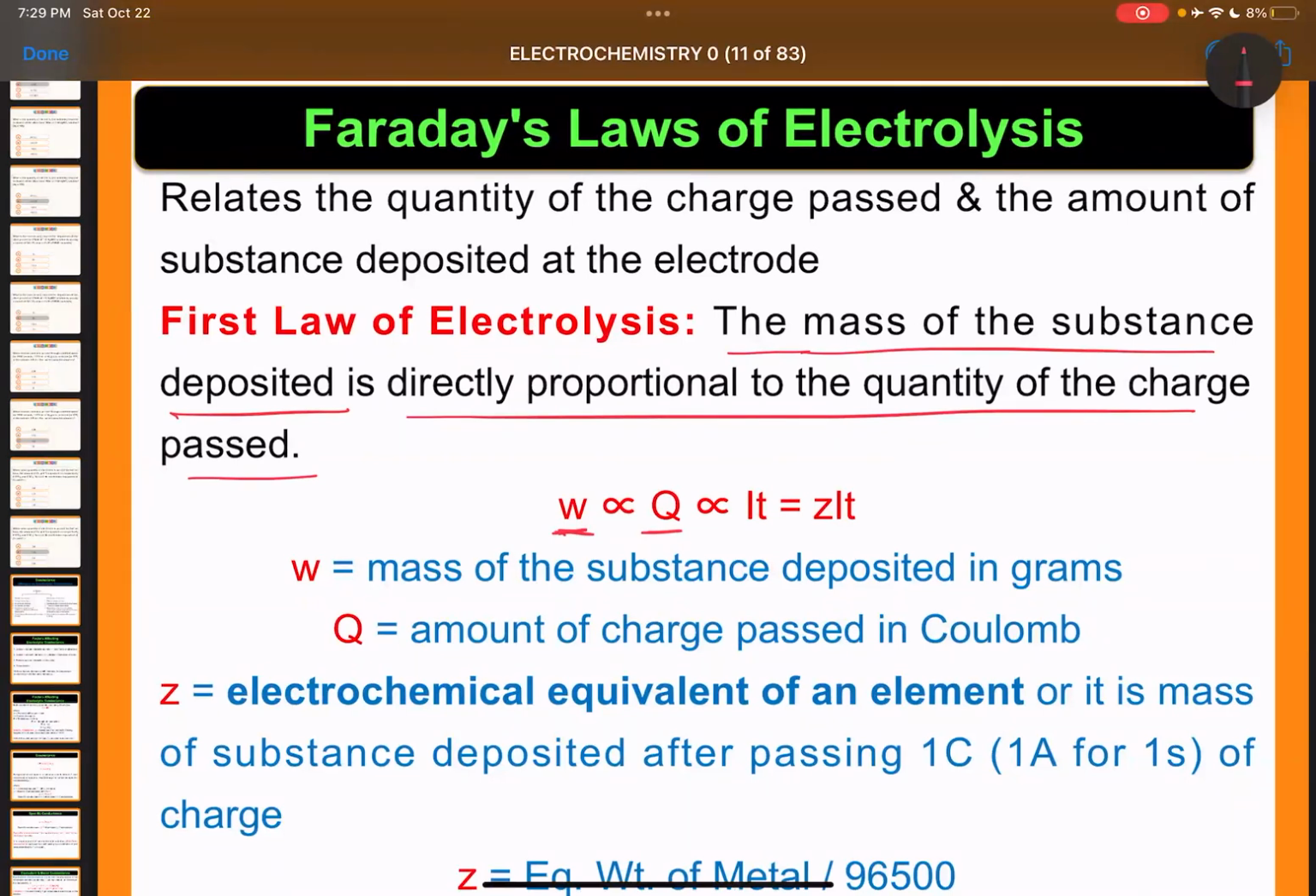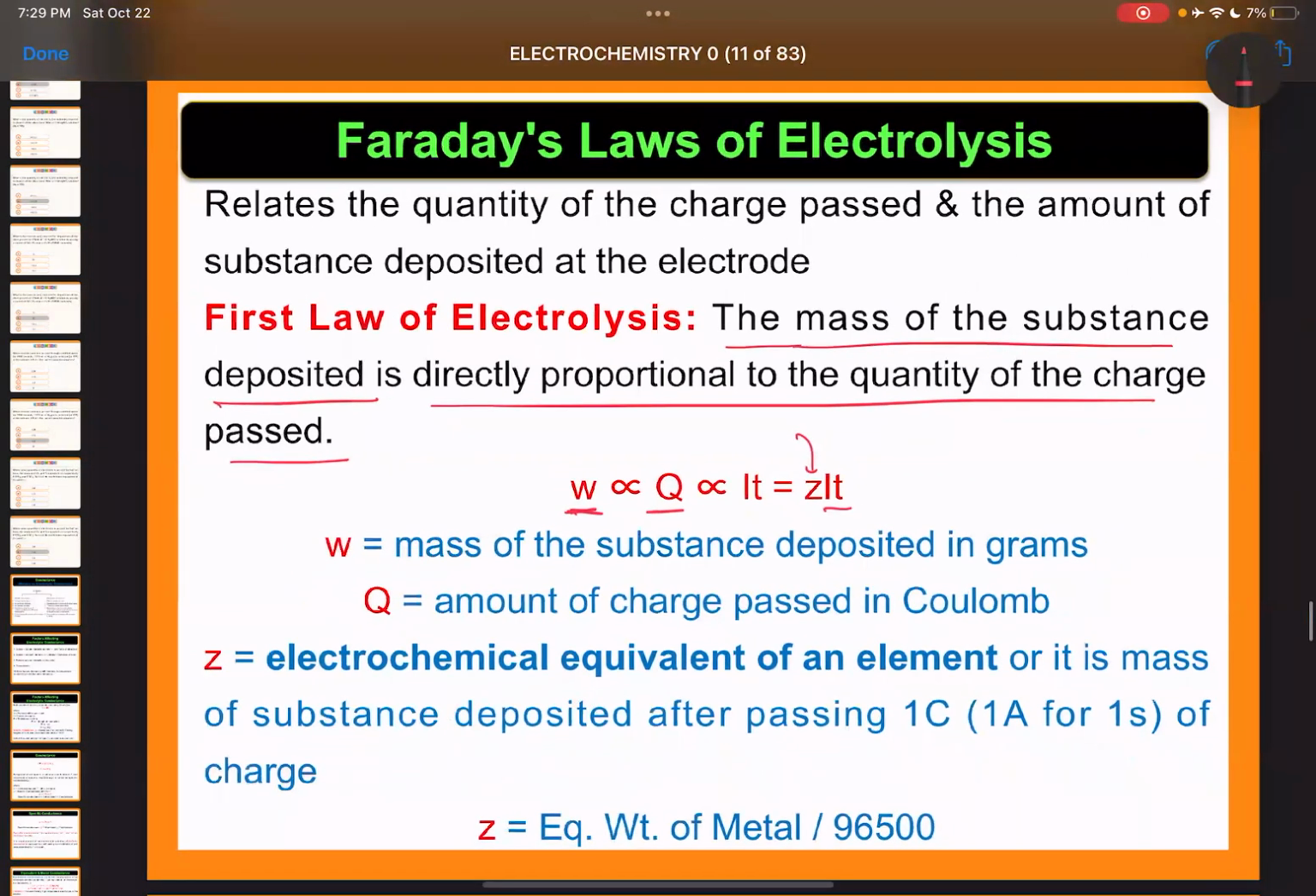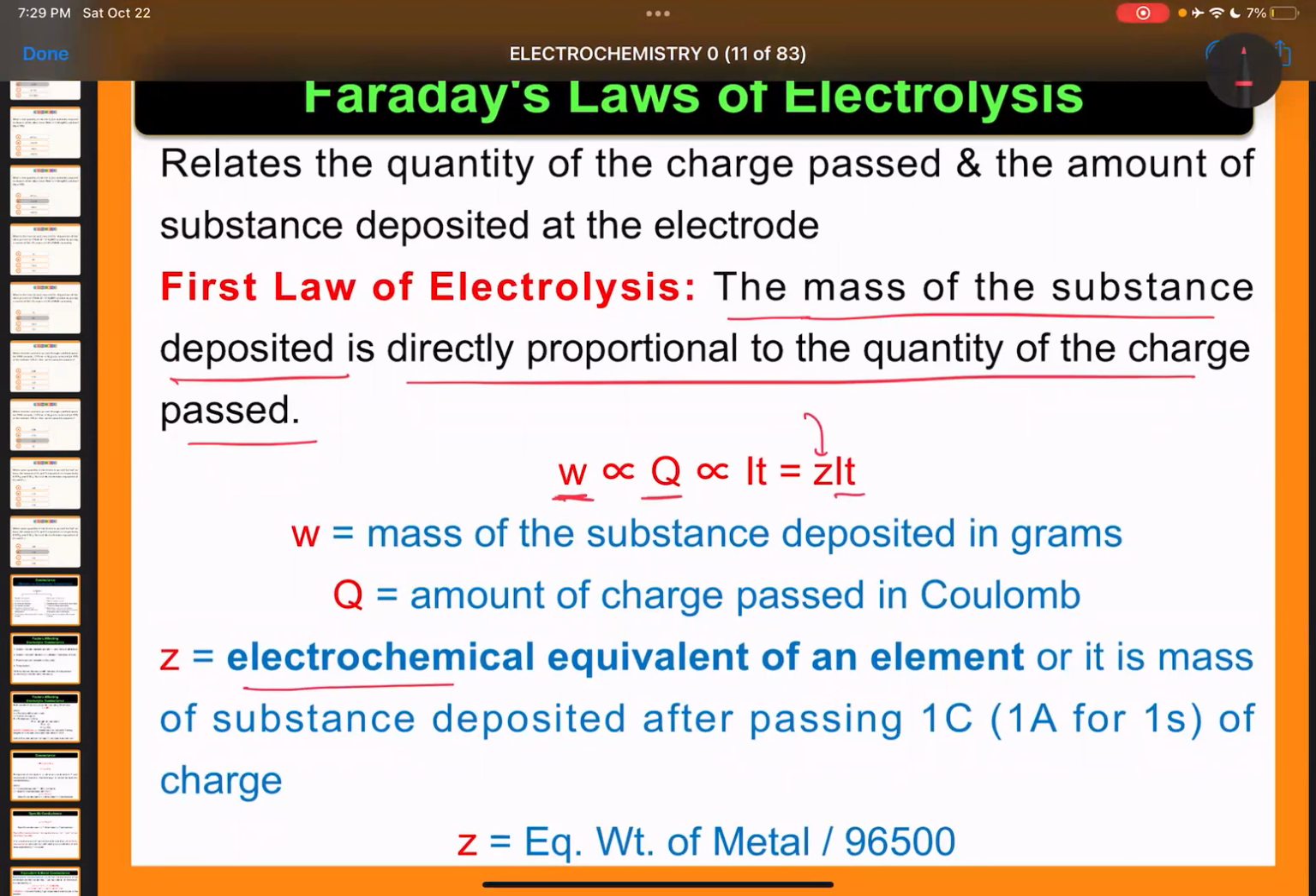And Q is I into T. And what is this Z? Tell me. Yeah, what is Z? Remember? The equivalent of an element. Yeah, it is the electrochemical equivalent of a substance. This whole thing looks very complicated.